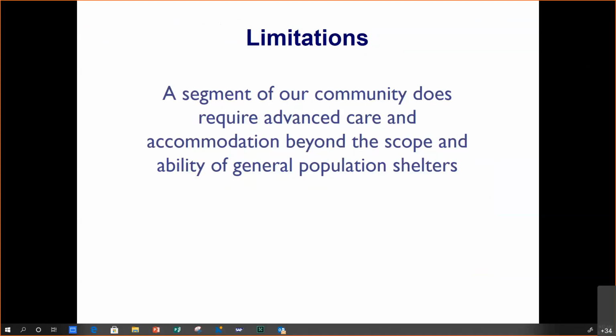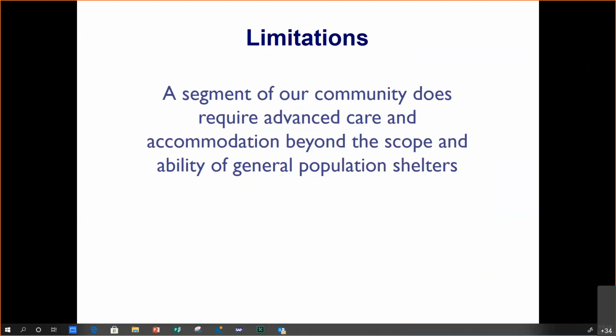The limitations. So some of our community does require advanced care and accommodation beyond the scope of the shelter. Some may need continuous health support, have advanced health conditions that require monitoring or support that they can't manage for themselves. They may have life support, significant support, nursing care.